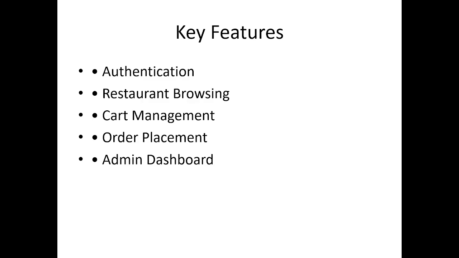Coming to key features: authentication using JWT, JSON Web Token, and next restaurant browsing, multiple restaurants, and cart management, adding products. Restaurant menus can be displayed dynamically from the database. Users can browse food items and add them to the shopping cart. Orders can be placed and tracked. An admin dashboard is available for managing application data. This is our slide 6.